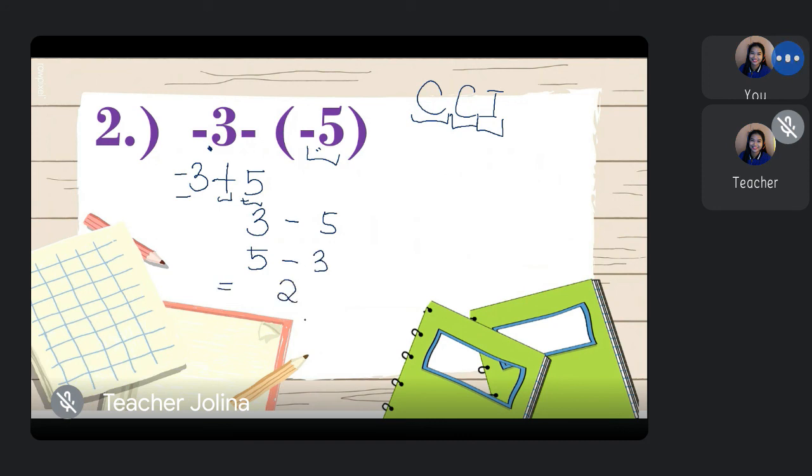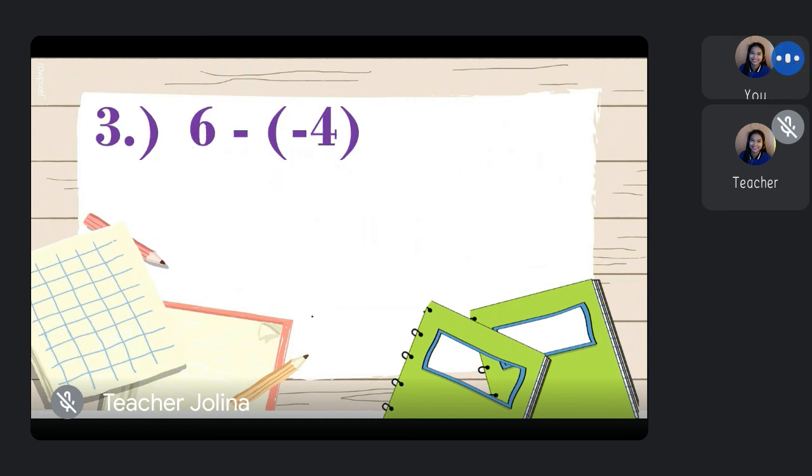What will be the sign? Check natin yung ating given or yung ating original. We have negative 3 and positive 5. Sino ang mas mataas na number? Okay, 5 po ang mas mataas. So, we will follow the sign ni 5 since siya ang mas mataas na number. So, we have positive 2 as the final answer.